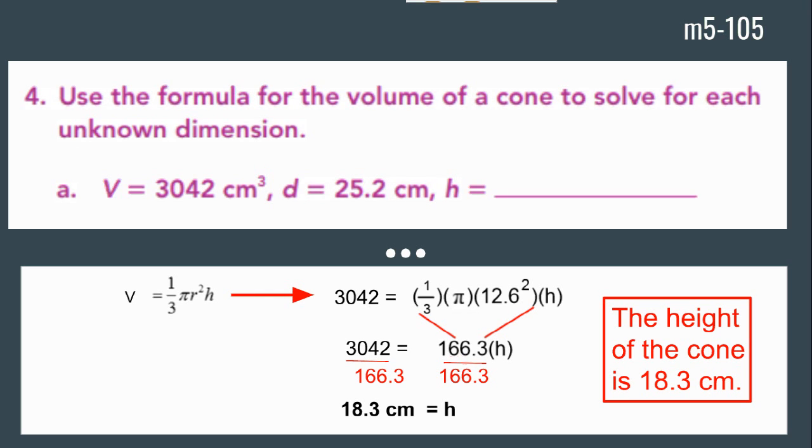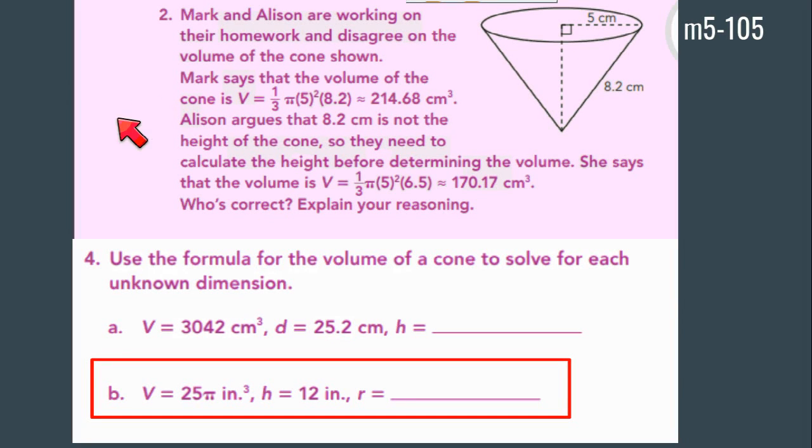All right, so here's some time for you to work. So you're going to come up here to question 2. Do question 2 on page M5105. Make sure if it says to explain your reasoning that you're explaining your reasoning. Then you're going to come down here to 4. We did A together. You're going to do B. So this will be your work time to finish up class.